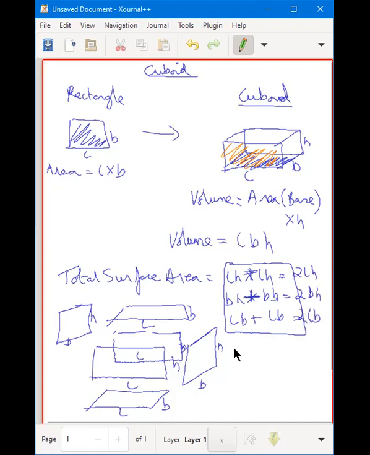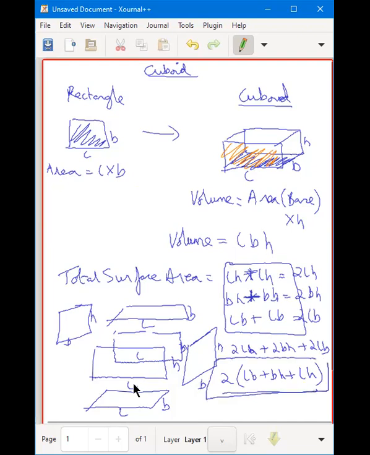So if I add all of them, what will I get? I'll get 2LH plus 2BH plus 2LB. So if I take out common 2, I'll get 2 into (LB plus BH plus LH). So that is the formula for finding out the total surface area of all 6 faces of a cuboid. It's 2 into (LB plus BH plus LH). Please copy this down, everyone.